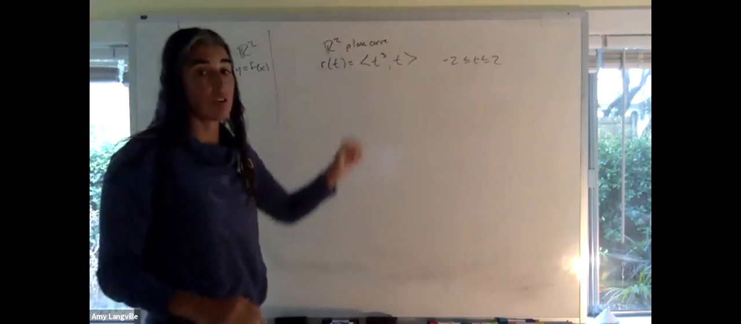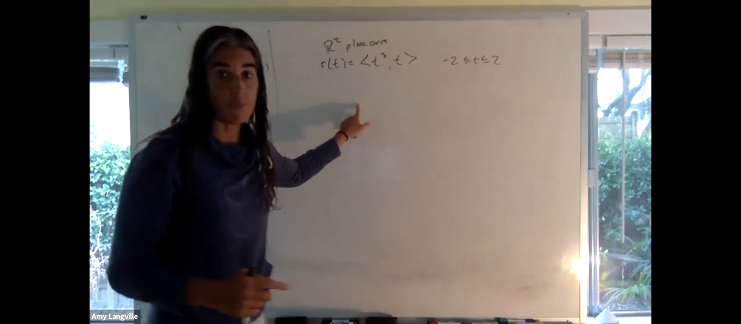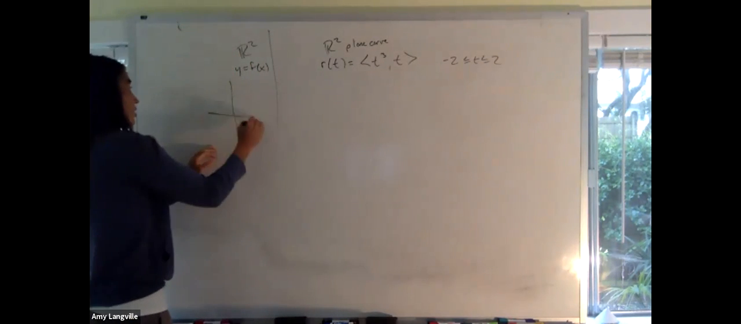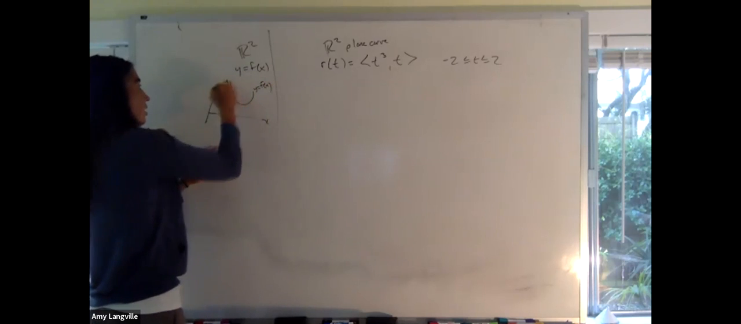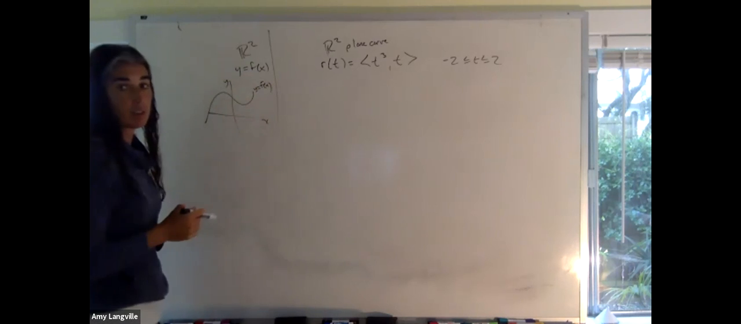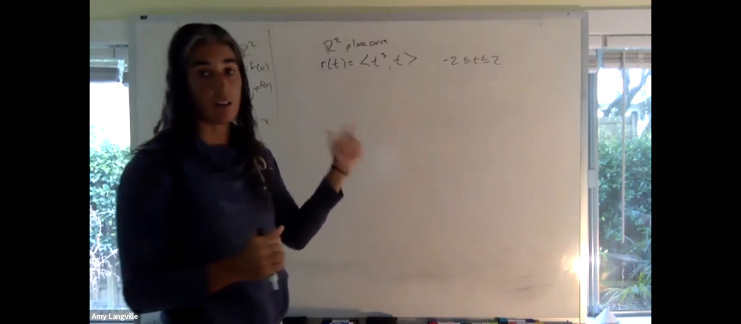The advantage here is, as we talked about, you can have orientation along this curve, whereas here I can just write something like this, and I don't know which direction I'm traveling along that. Here I can have a direction of motion, so an orientation, and I can also have a speed.